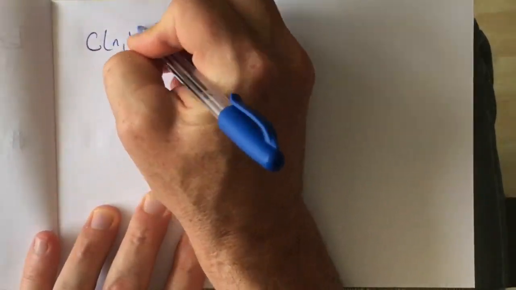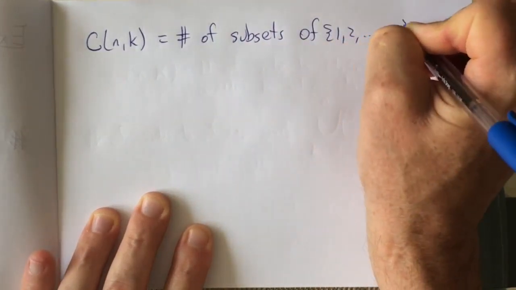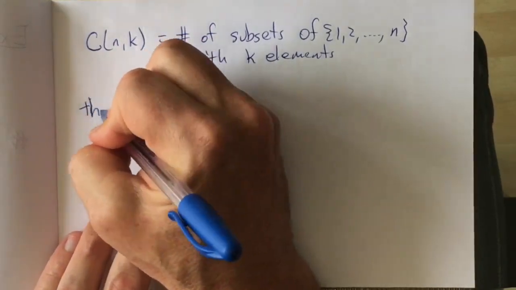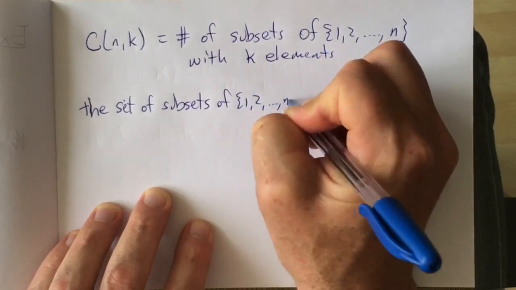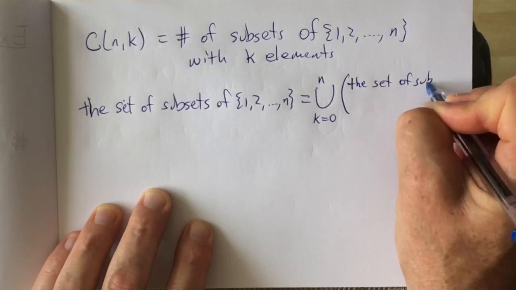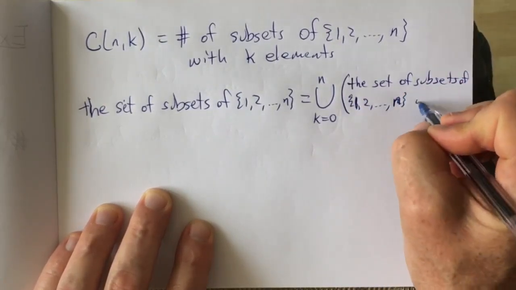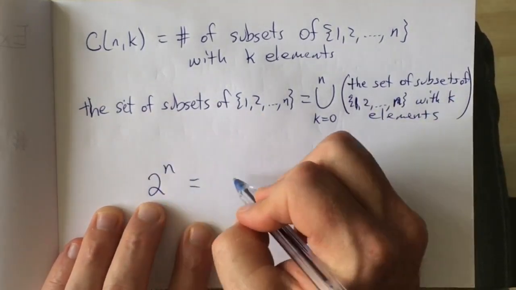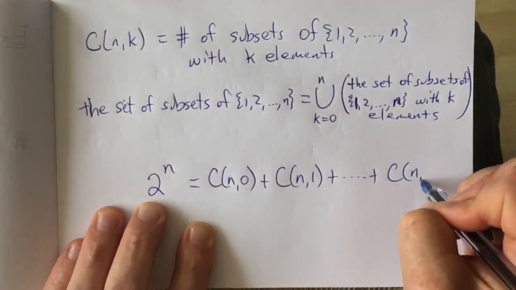Now let's go one step further and define C(n,k) as a symbol which represents the number of subsets of 1 through n with exactly k elements. Since the set of all subsets of 1 through n is equal to the union of the subsets of 1 through n with k elements, where k ranges from 0 to n, and because these sets are disjoint, then by the addition principle, 2 to the n is the sum of C(n,k), where k ranges from 0 to n.